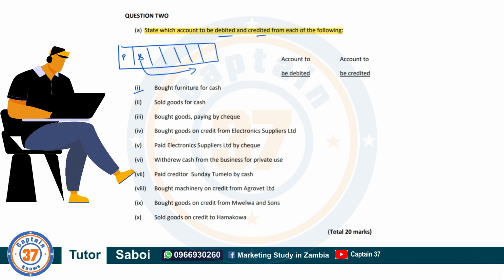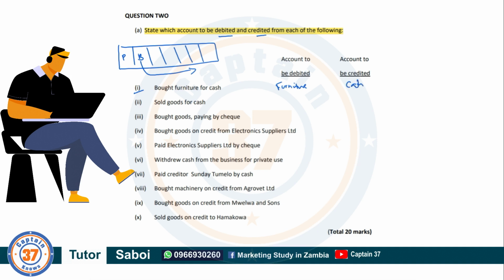There's one here that you bought furniture for cash. Bought furniture for cash. So you went to buy things, you have purchased. What have you purchased? Furniture. So which account are we going to debit? Furniture. We are going to debit the furniture account, and then money was coming out. What are we going to do? We're going to put cash, because this money is in the form of cash.